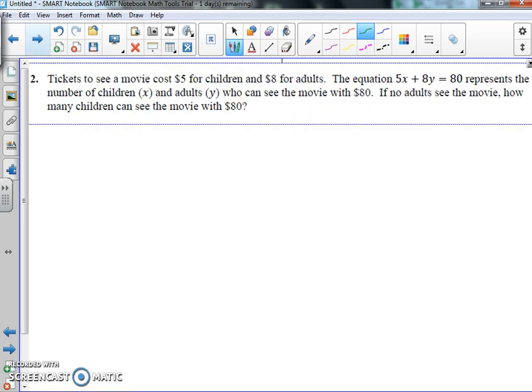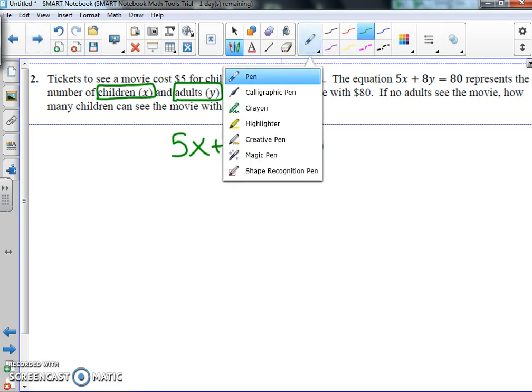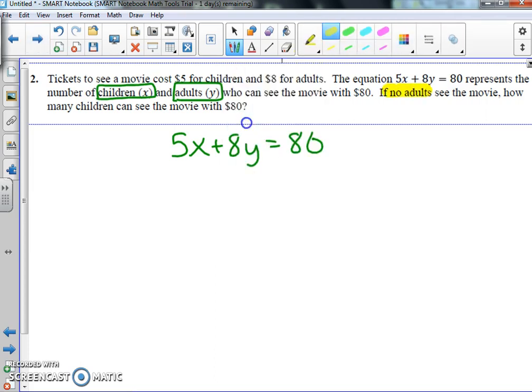All right, tickets to see a movie cost $5 for children and $8 for adults. The equation 5x plus 8y equals 80 represents the number of children. So x is the number of children and adults is y, who can see the movie with $80. If no adults see the movie, adults are y. So essentially what I'm doing is getting rid of this y variable.